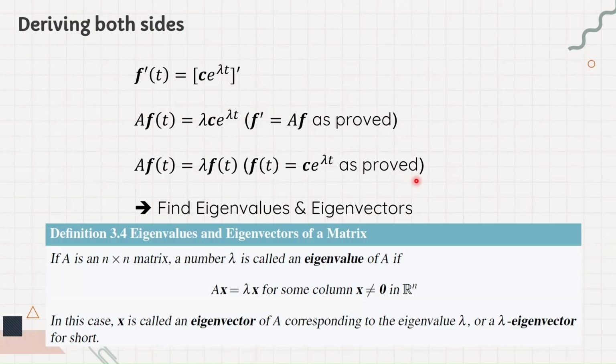If we differentiate both sides, we get f prime equal to Af, as we proved initially. When we differentiate this whole term, again applying the chain rule, it gives us lambda times this whole term again. And remarkably, this whole term is again f(t), as we just proved in the previous slide. So this is also the definition of eigenvalues and eigenvectors as we have studied before, a similar form to this. So now our problem is really just finding the eigenvalues and eigenvectors.